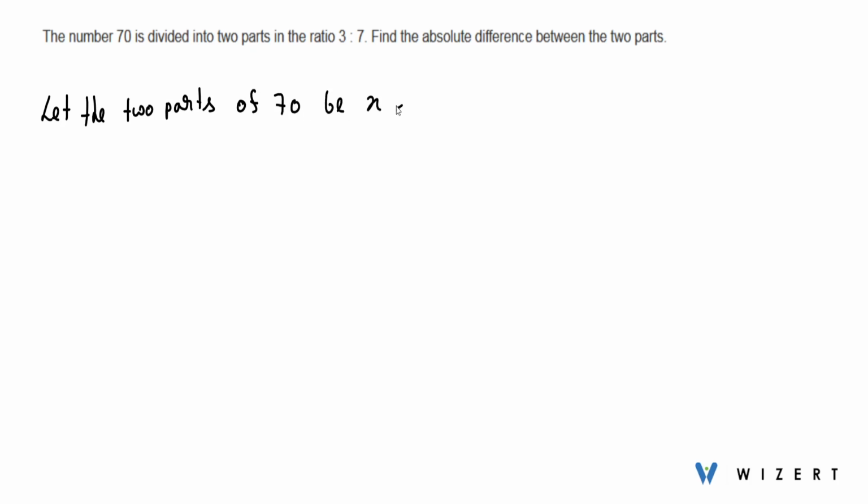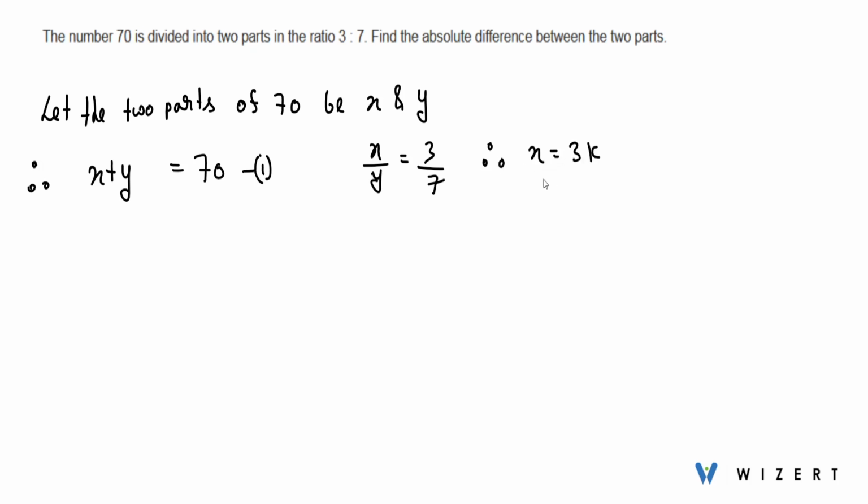be x and y. So we can write x plus y equals 70. This is equation number 1, and x upon y equals 3 upon 7. Therefore we can write x equals 3k and y equals 7k. We can assume this in this way, because if we find the ratio of x upon y, then k and k will cancel out each other and we will ultimately get 3 upon 7. So our assumption is absolutely correct.